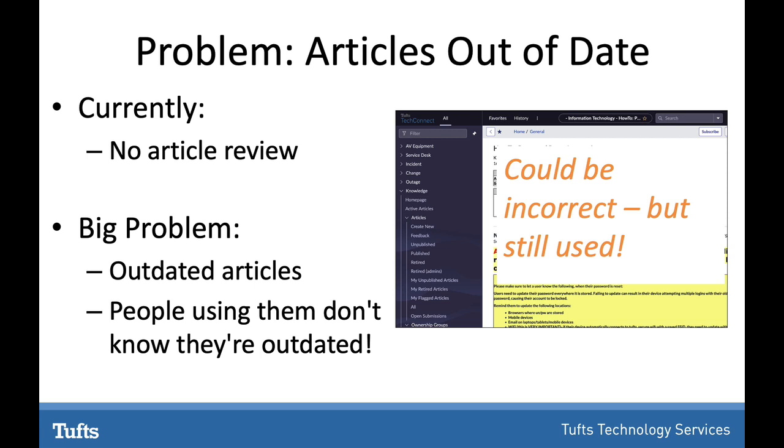The problem we're trying to solve is that many articles are out of date. There's currently no article review, which results in outdated articles that might have incorrect information, but the people using them don't know they're outdated. They're just looking at the how-to article.